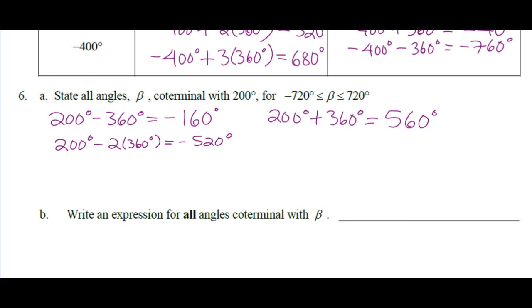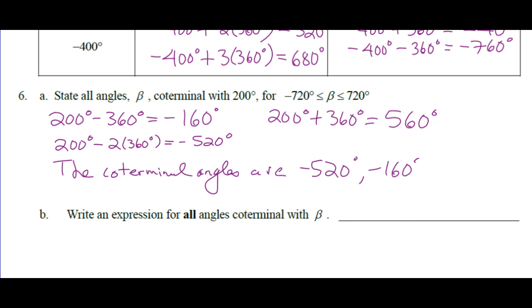We have to state them ultimately in terms of 200 degrees. This is the question then. Do we include the 200 degrees? Is 200 coterminal with 200? We say no, just by definition. So the coterminal angles are negative 520 degrees, negative 160 degrees, positive 560 degrees, not 200 degrees. So 200 is not coterminal with itself, it just is itself.